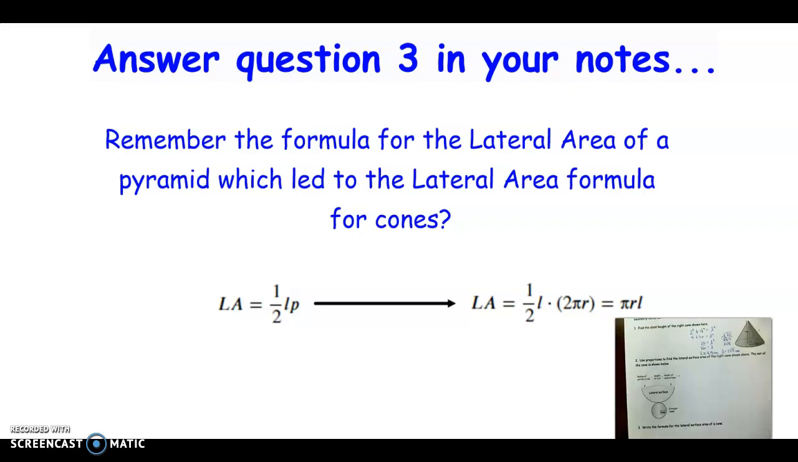So let's look at question 3 in our notes. It says, remember the formula for lateral area for pyramid, which led us to the lateral area formula for cones. So the lateral area was 1/2 the slant height times the perimeter. And remember, this really should be a capitalized P because it's something we have to calculate. And that led us to, for the cone, the perimeter of the cone is the circumference, 2 pi r. So when we replace perimeter with 2 pi r, these 2's cancel out, and we are left with the lateral area, or the slant height times pi times r. And we usually put the pi r first. So we write that as pi rl.